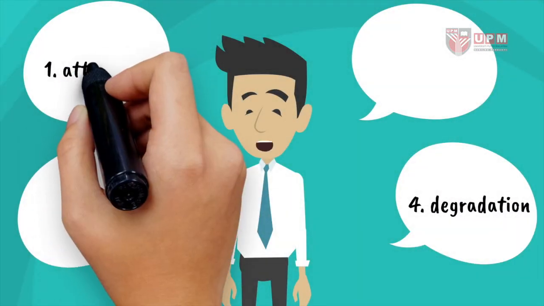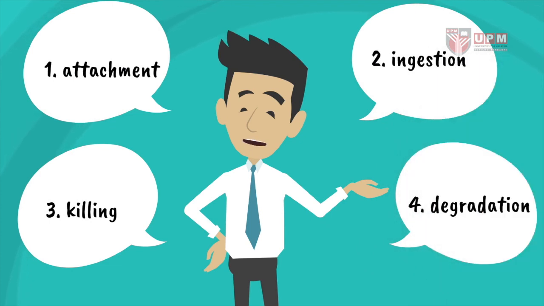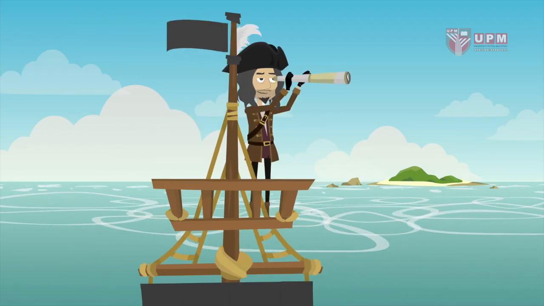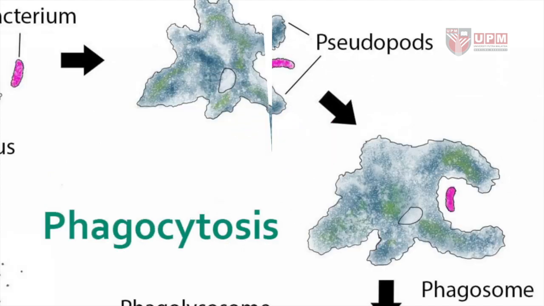The four major stages in phagocytosis are attachment, ingestion, killing and degradation. The process of phagocytosis begins with the attachment of opsonins, or specific molecules on the pathogen surface, to cell receptors on the phagocyte, and triggers phagocytosis.